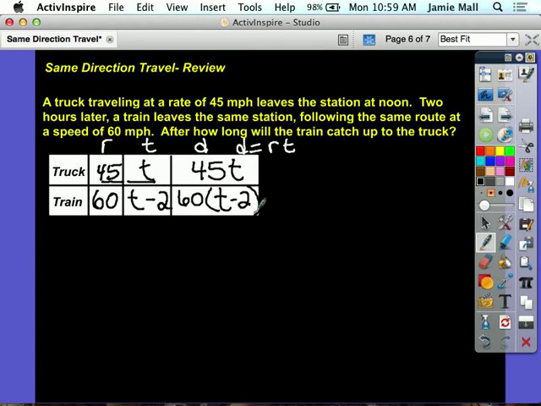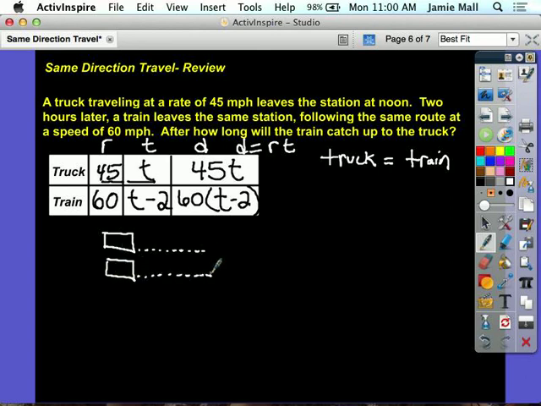Now I have enough information to turn it into an equation. In my equation, what I want to show is that the truck's distance is equal to the train's distance. I know that because they're traveling along the same track, starting in the same place, following the same route, and the question is asking when will the train catch up. So if you can picture a truck going along this route, 2 hours later a train leaves following the same route. What you can see is that their distance is equal.